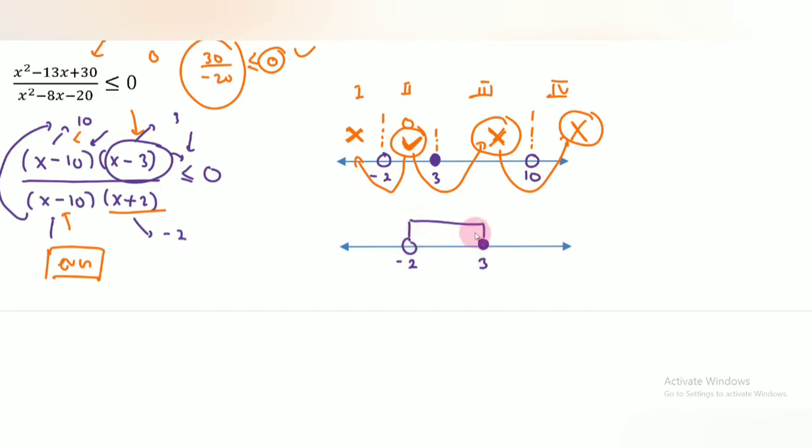In the end, you can only have the area between negative 2 and 3. This is your solution set, because this is the only area that satisfies the inequality. This one is not, this one is not, even the 10 is not, and this one is not. You can put it as simply as this: all x that are greater than negative 2 but less than or equal to 3. This is the final answer.